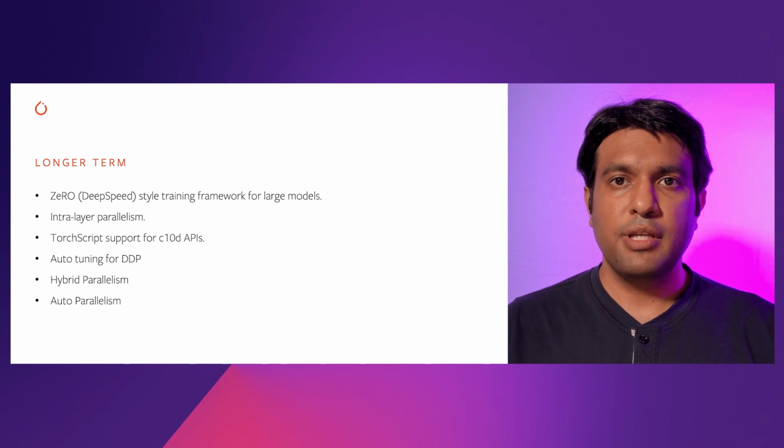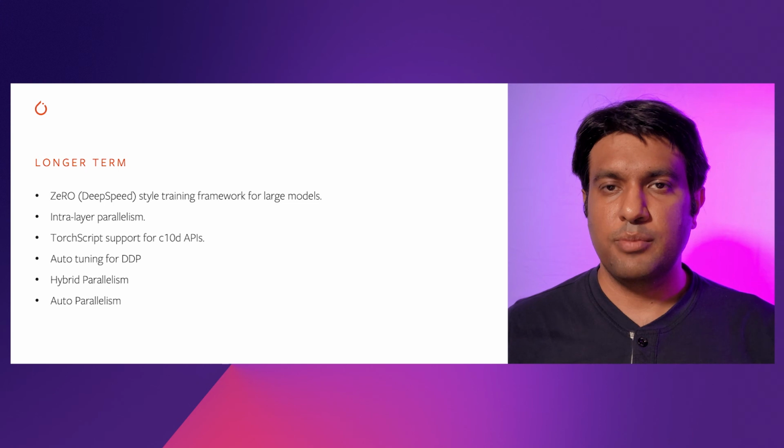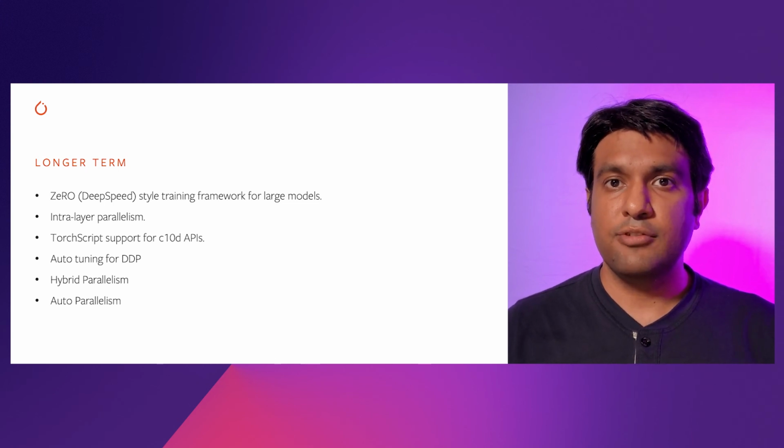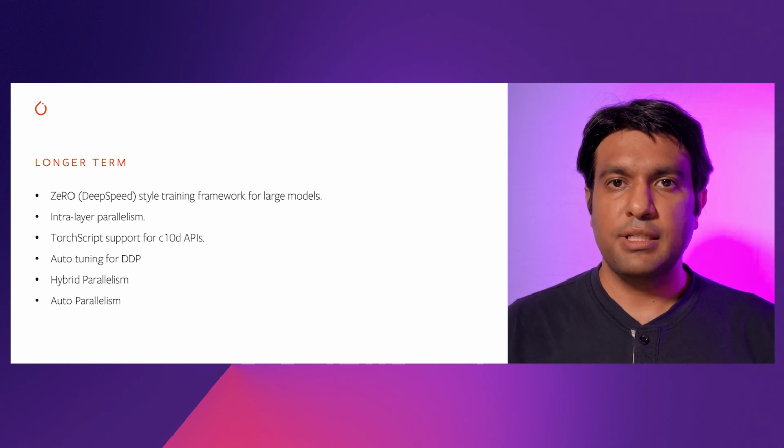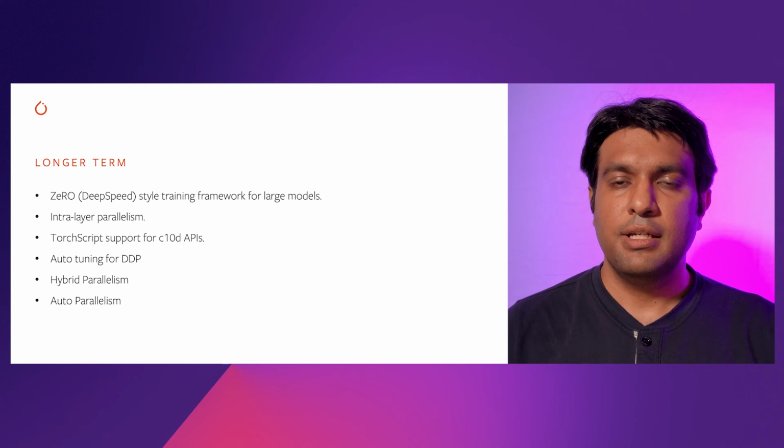Then we have an idea called hybrid parallelism, where we're planning to make sure that things like pipeline parallelism, model parallelism, data parallelism, and even intra-layer parallelism work together seamlessly, so users can mix and match and figure out what's the best training paradigm for them. And then the next step to that is, once you have hybrid parallelism, can we automate this completely, where the user just gives us a model and their training resources, and then we figure out what combination of hybrid parallelism works best for this model, and the user doesn't have to worry about this.